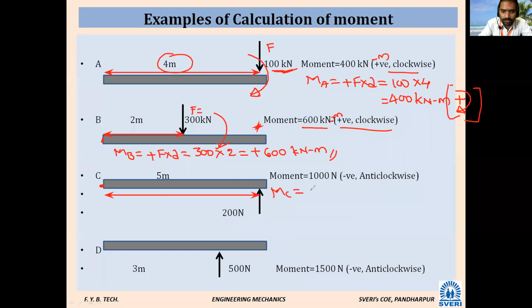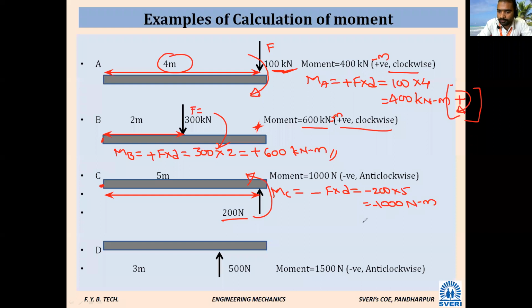Moment about C. So is this force producing clockwise or anti-clockwise? Anti-clockwise. That is in anti-clockwise direction. Okay. M is equal to minus F into D. So minus 200 into 5. Newton into 5 meter. Okay. That is equal to minus 1000. You have to write the minus. It is 1000 Newton meter, because he has given Newton.